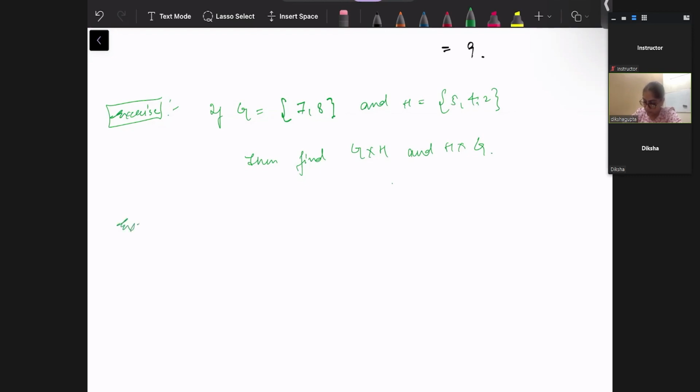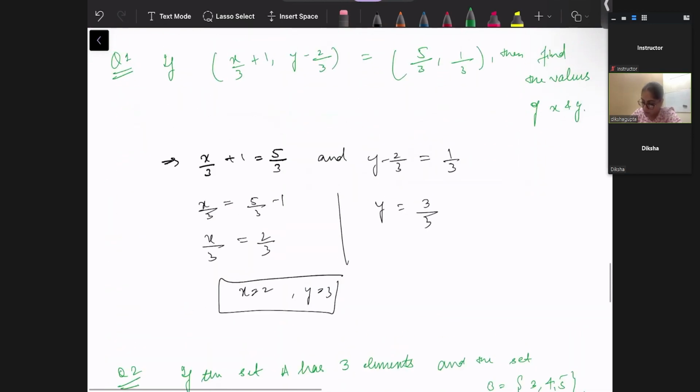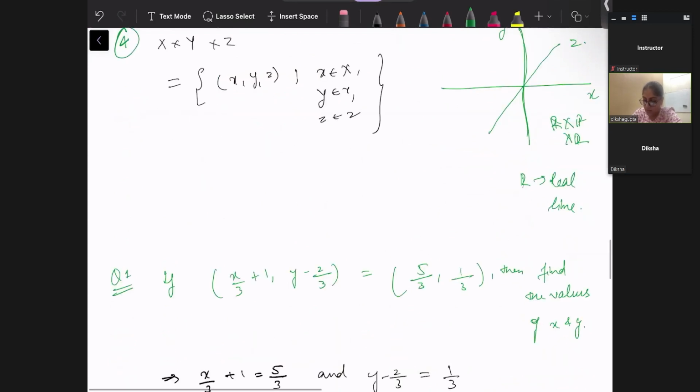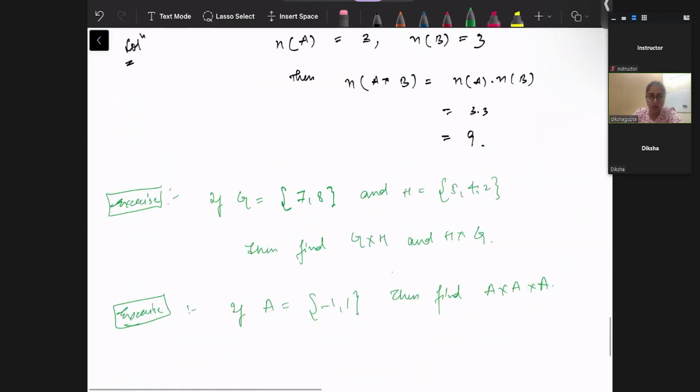Also, you can do one more: if A equals {-1, 1}, then find A cross A cross A, the triplets, because I've already defined what X cross Y cross Z looks like. Here in the example, I've taken X equals Y equals Z. Just do it, okay? Not difficult again.